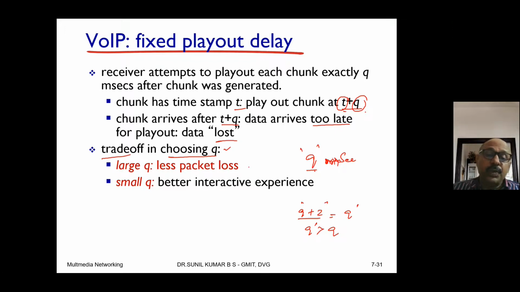A large q will lead to less packet loss, no doubt, because packet loss happens only when the packet arrives after the delay q. So if q itself is more, then there won't be loss. Losses are less, but that is not acceptable. When a smaller q is used, it is better for the interactive experience, but the only thing is the jitter should be as minimum as possible in the network.